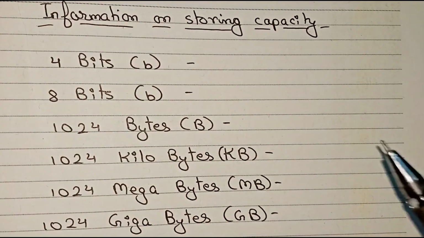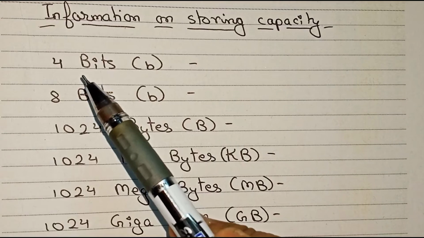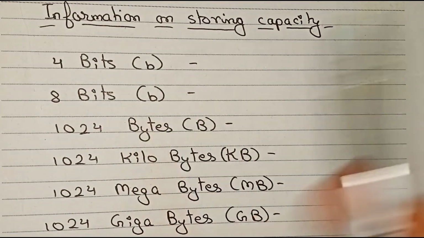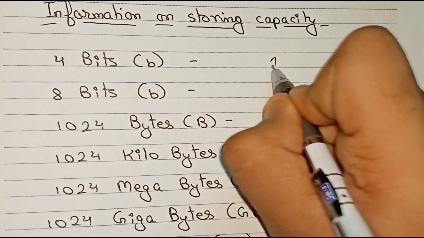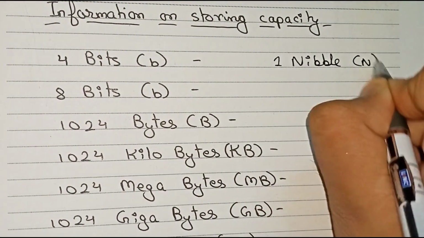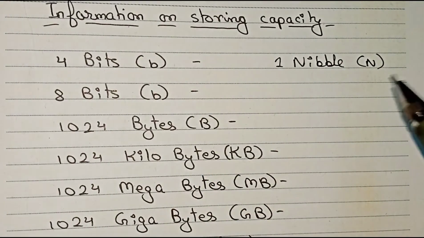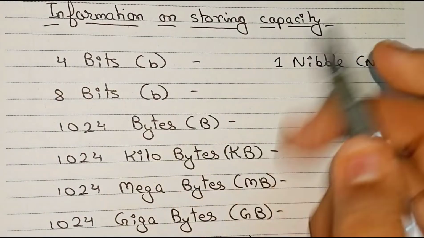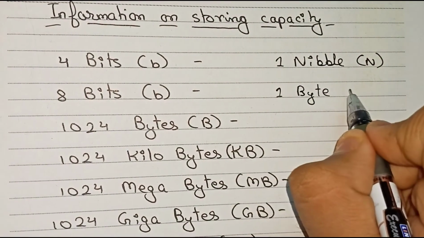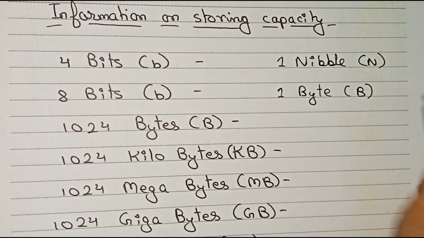Now the full forms are over, and now we are going to learn some information on the storing capacity of a computer. First, 4 bits, where the short form of bit is small b, is 1 nibble, and the short form of nibble is capital N. That means 4 bits is equal to 1 nibble. Now 8 bits is equal to 1 byte, where the short form of byte is capital B.